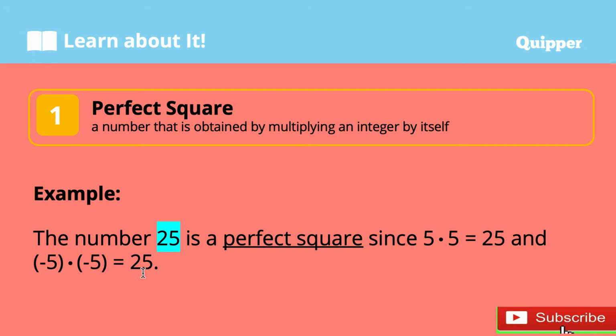Another example of a perfect square is 81. 81 is a product of multiplying 9 by itself. That is 9 times 9, which is equal to 81. And it is also a product of multiplying negative 9 by itself. Negative 9 times negative 9 is also 81. That makes it a perfect square.